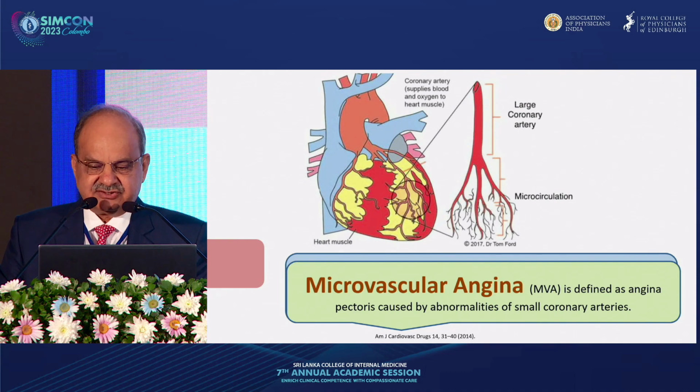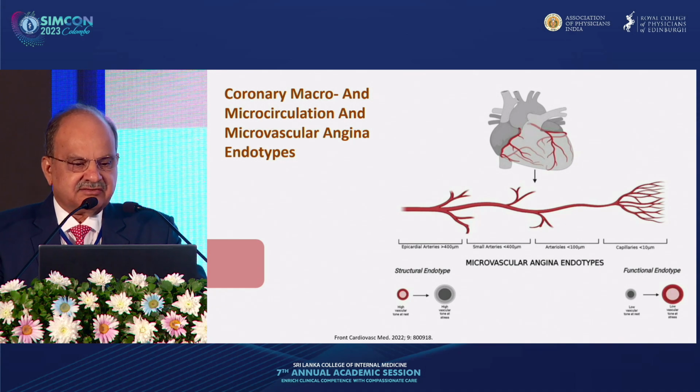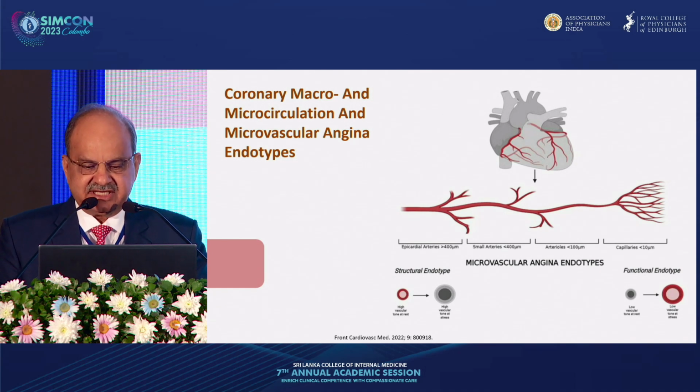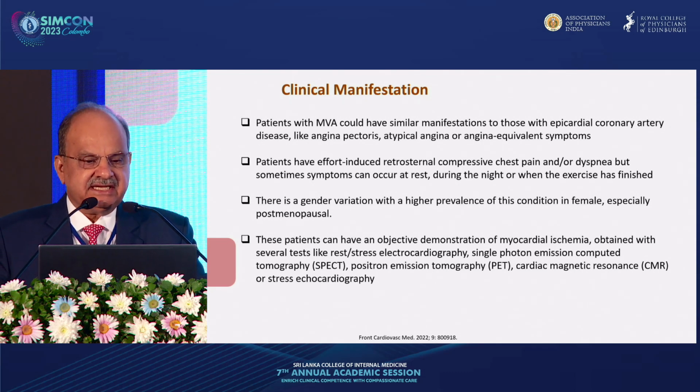So it is defined, as I told you, as angina pectoris caused by abnormalities of the small coronary arteries. The large coronary arteries supply blood and oxygen to the heart muscles, but this is a disease of the microcirculation leading to the heart muscles. Regarding the coronary macro and microcirculation, the microvascular angina endotypes are structural and functional. Patients presenting clinically with microvascular angina could have similar manifestations to those with epicardial coronary artery disease, like angina, atypical angina, or angina equivalent symptoms.